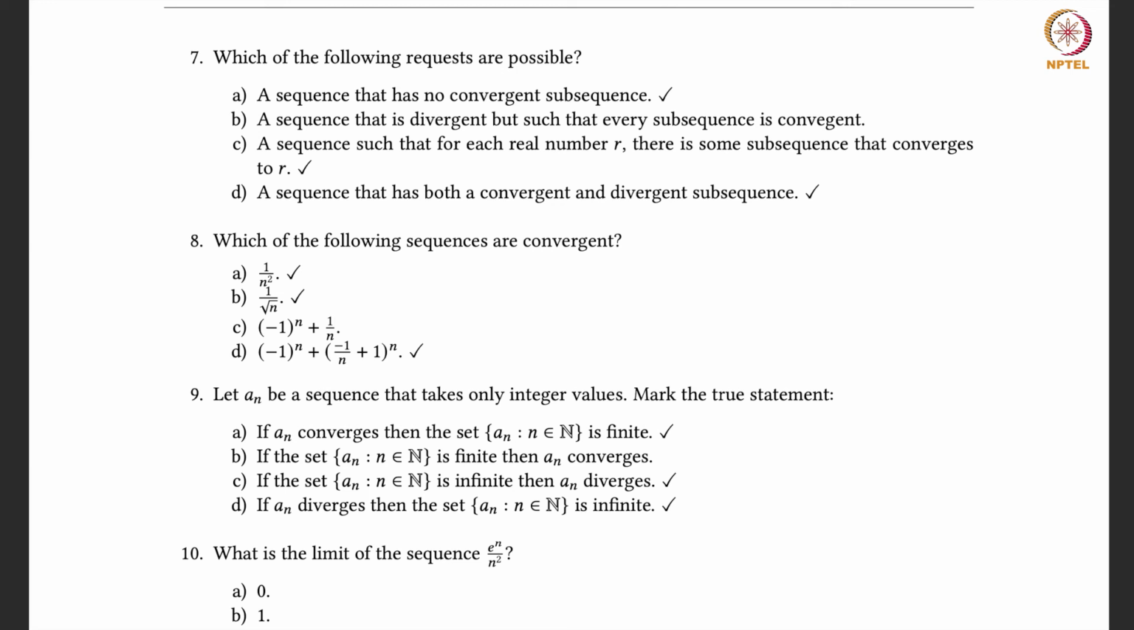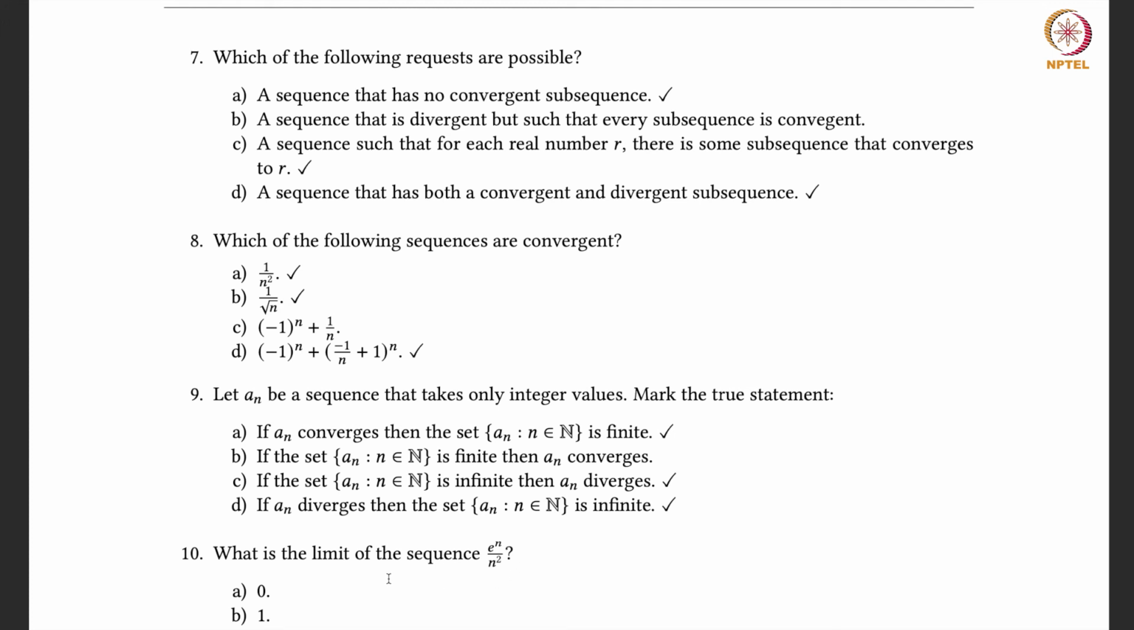C: A sequence such that for each real number r, there is some subsequence that converges to r. This is actually a bit tricky. This is nothing but an enumeration of the rational numbers. If you enumerate the rational numbers, you can actually get such a subsequence. It involves a bit of work. I don't want to go into this now, but it is a very fruitful exercise for you to try it out yourself, to actually construct a sequence using just rational numbers such that this happens.